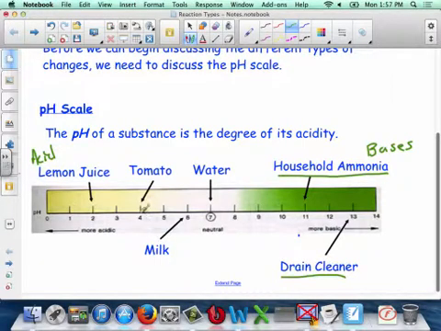What happens if I take tomato and I mix it with something that has a pH of 10? What does it do?